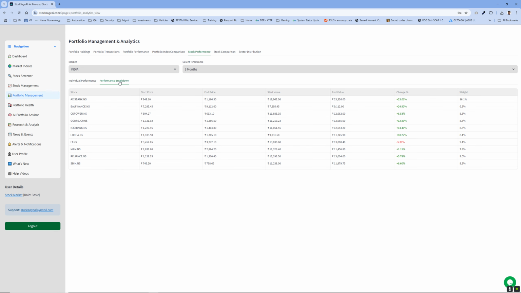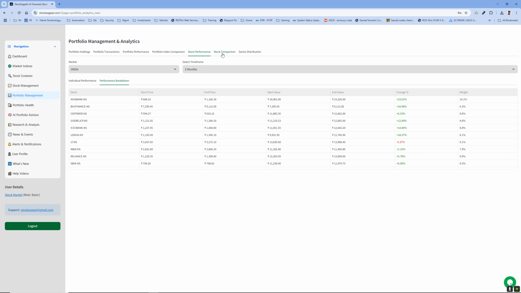You can also look at the performance breakdown table, which gives you the start price and the end price for that time frame, and the initial starting value and the end value and the overall percentile change, and what is the weightage of that stock in your overall portfolio.